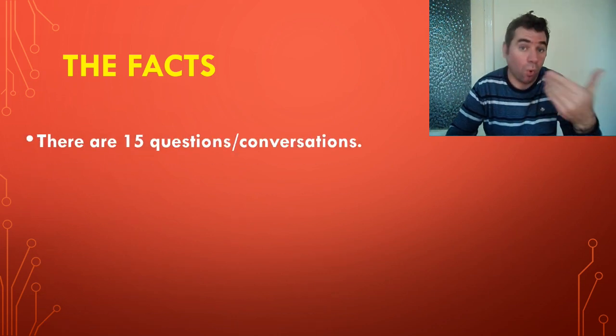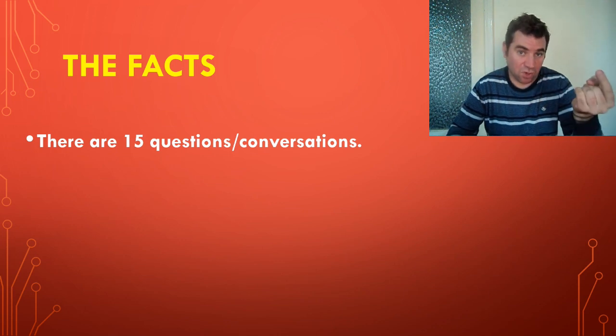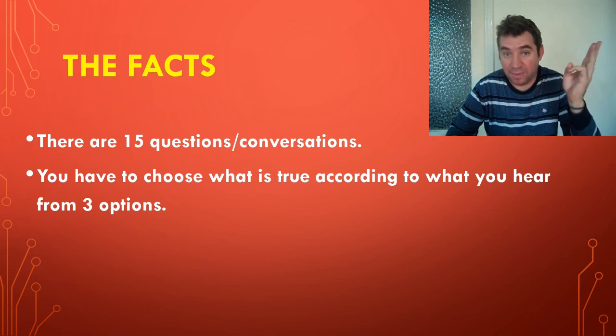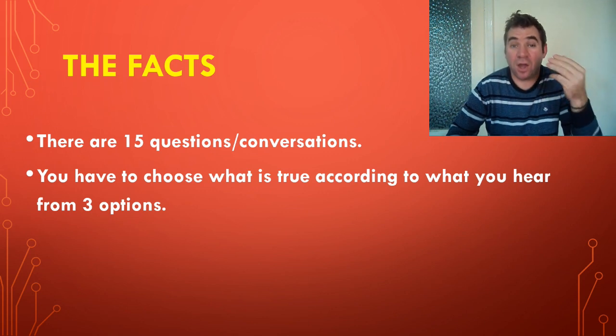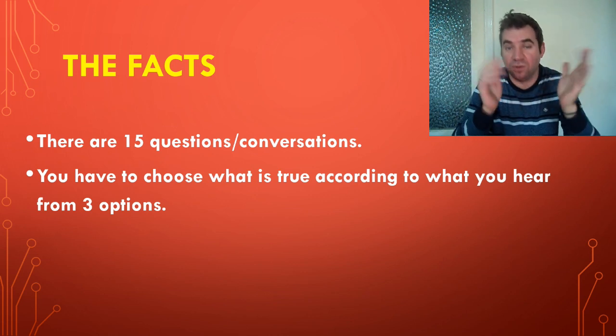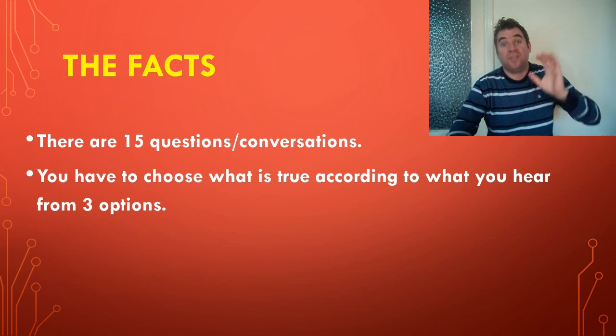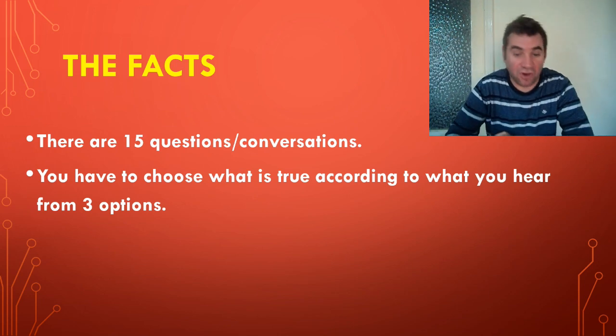The facts again. In part 1, there are 15 questions or 15 conversations. For each of these conversations, you are going to have 3 options, A, B, C, and you are going to have to pick which one of these options is correct based on what you've just heard in the conversation. So, the tips. Let's go straight to it.